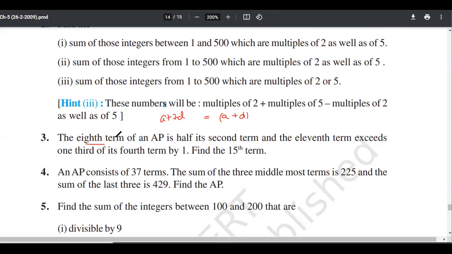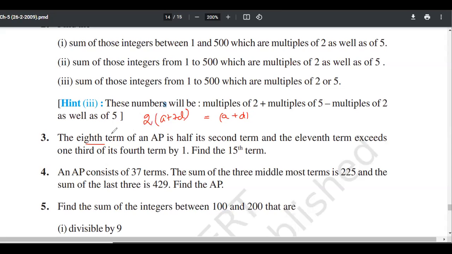It is saying the eighth term of an AP is half its second term, means this is half of its second term. For example, if it is 40, then it will be 20. If it is 90, then it will be 45. If it is 10, then it will be 5. So for making this equal, we have to multiply this term with 2.